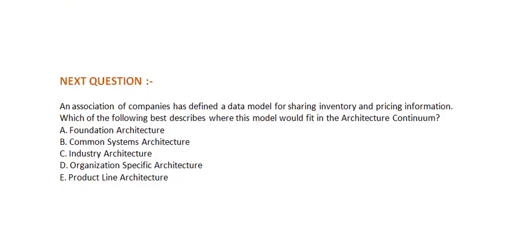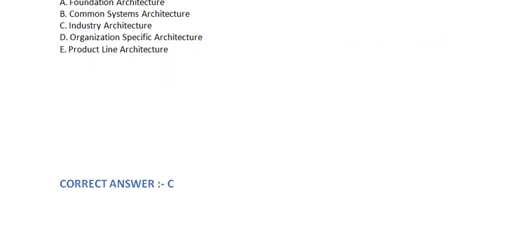Next question is, an association of companies has defined a data model for sharing inventory and pricing information. Which of the following best describes where this model would fit in the architecture continuum? Option A, foundation architecture. Option B, common systems architecture. Option C, industry architecture. Option D, organization specific architecture. And option E, product line architecture. The correct answer is option C.